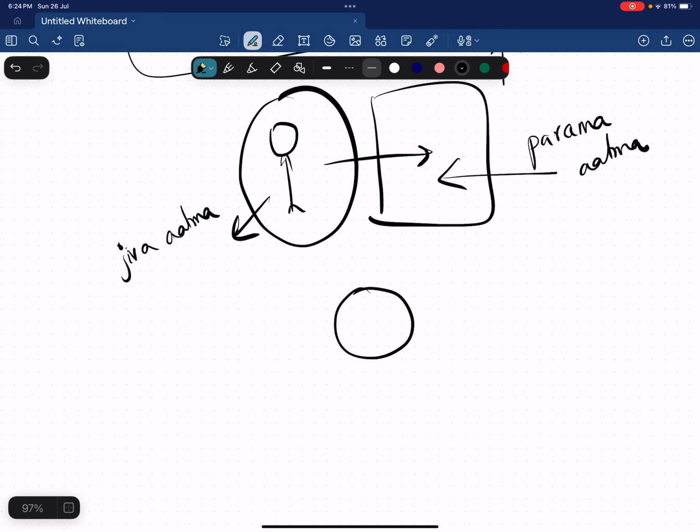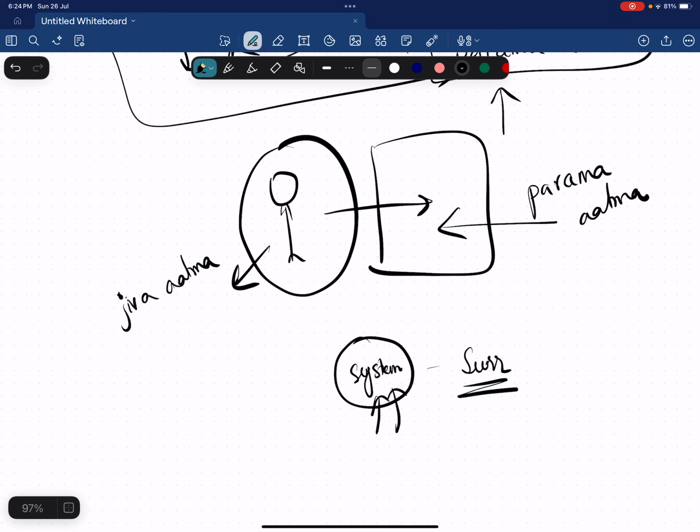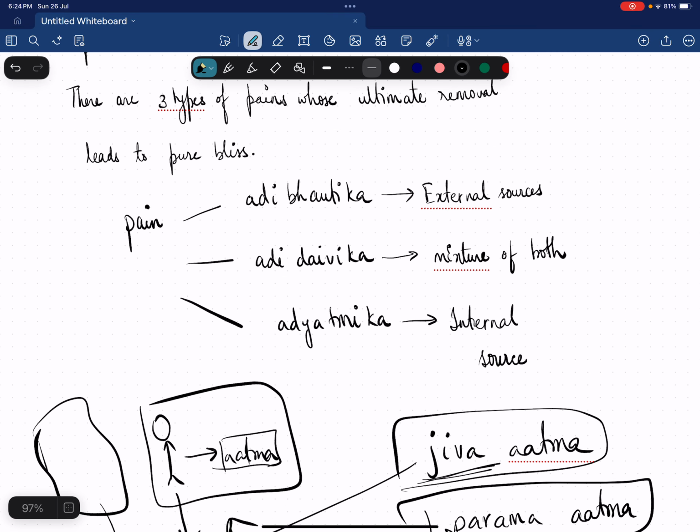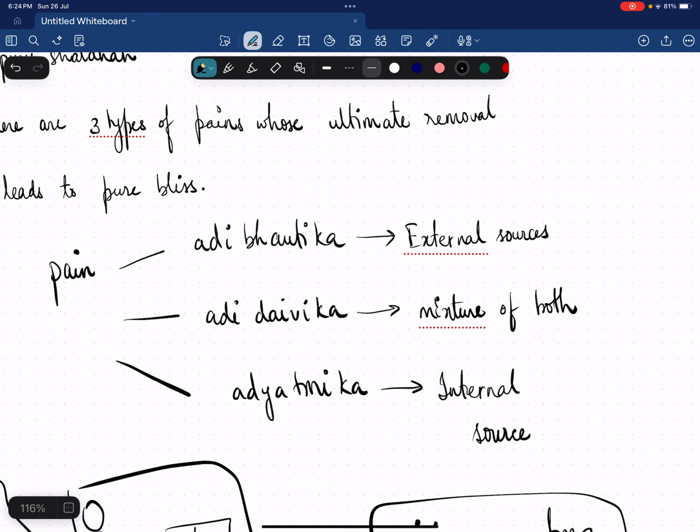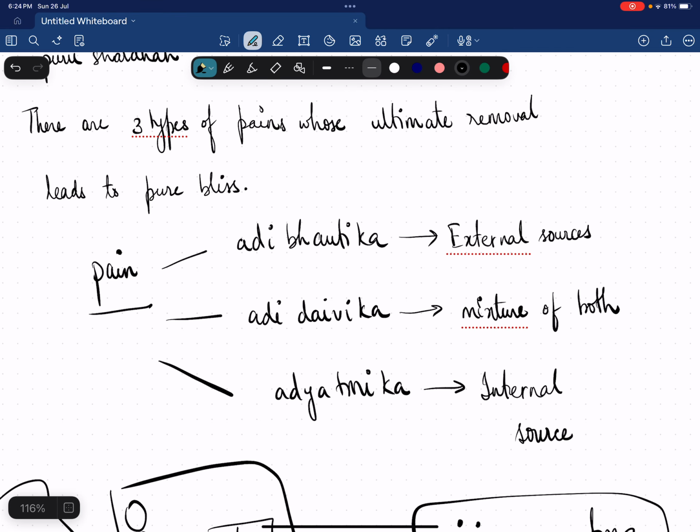Like you have a system is you. Surroundings is Paramatma. System is Jivatma. Alright? That is the definition. Alright, Jivatma, Paramatma. Okay, so I'll also explain this. Pain, Adi Bhautika, Adi Daivika, Adi Atmika.